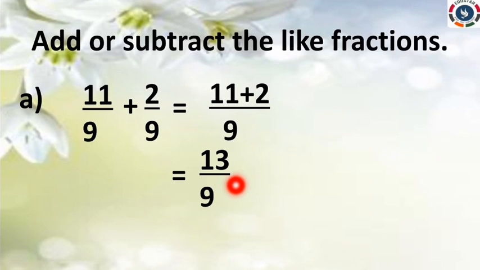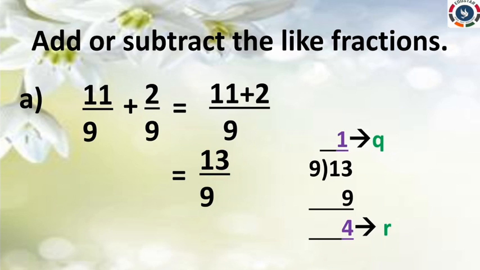Now can you tell what type of fraction we got in the answer? The numerator is greater than the denominator. So what type of fraction is it? Improper fraction. An improper fraction can be converted into a mixed fraction. So you have to divide these two values. Write the numerator inside the box and the 9 outside the box.